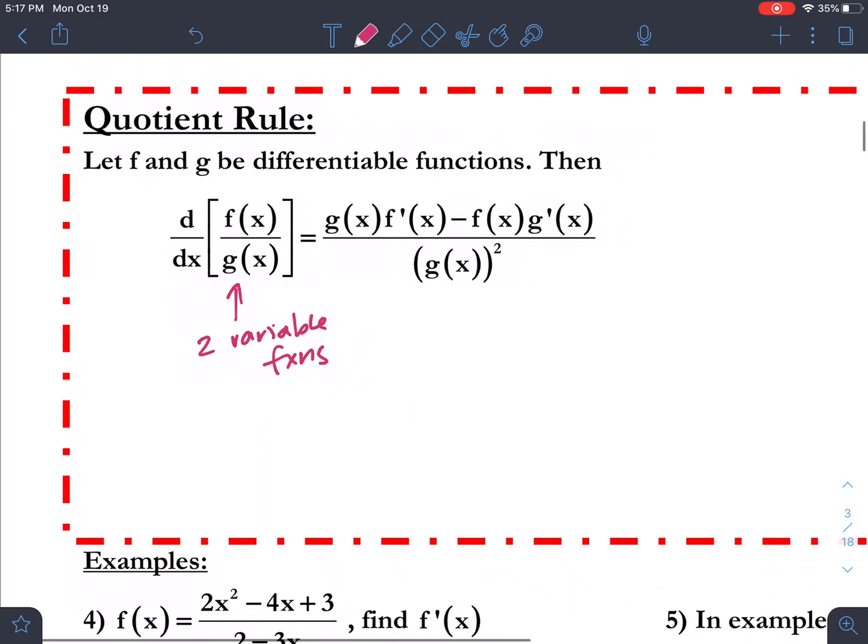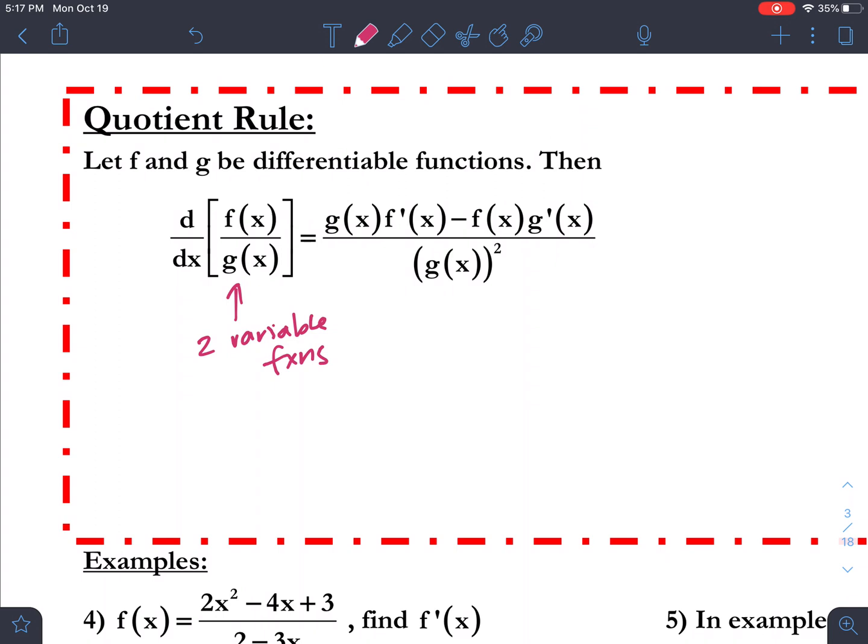And this one, as you can see, is a little more complicated. All right, so what we've got going on here is g of x times f prime minus f times g prime over g of x squared. Notice this one is a subtraction, so it does matter what order we write it in.